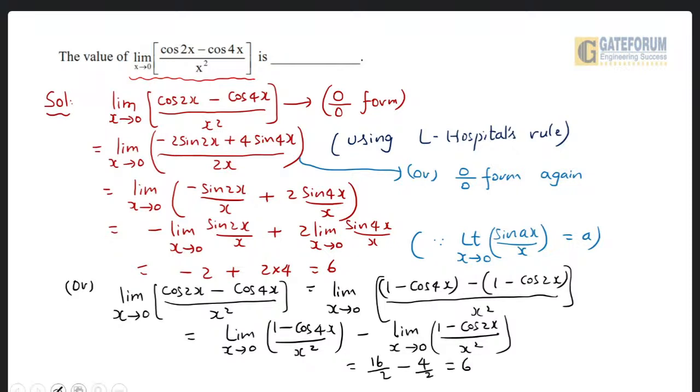Which formula? There is a standard limit directly again. Since limit x tends to 0 of 1 minus cos ax divided by x square, where a is a constant and x is a variable, is equal to a square by 2. Three methods we can do. Okay, so anyhow, the answer is 6. This is the end of the question.